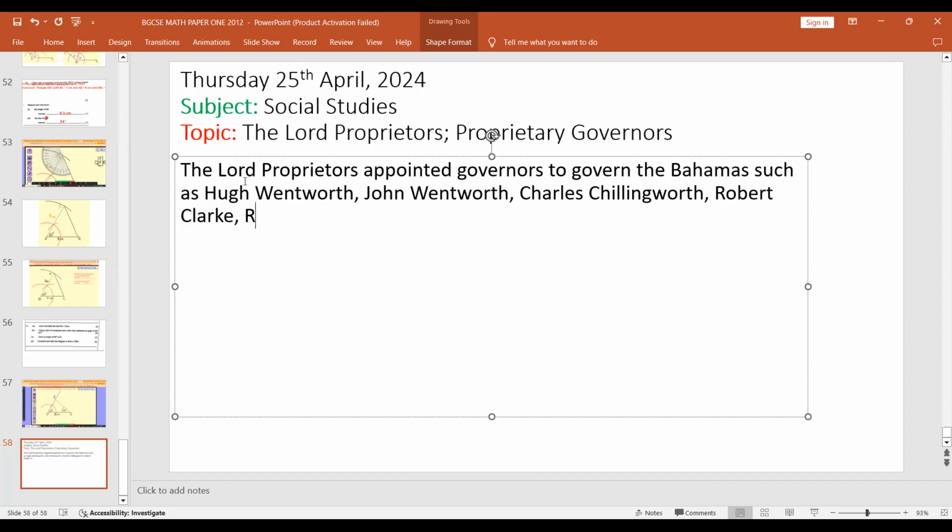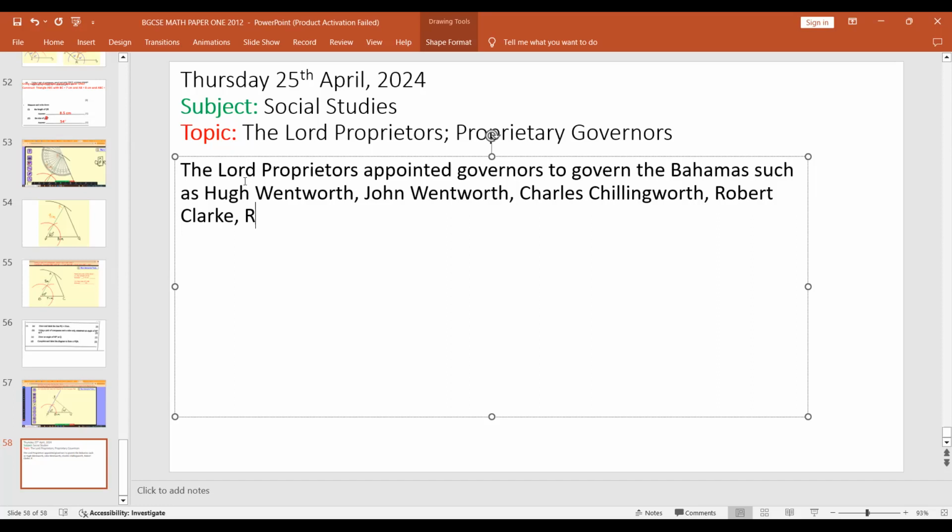We're talking about proprietary governors, like the ones before the pirates. We're not talking about crown colony governors. You know what I mean? Because some of them were good, but the proprietary governors were not really good.